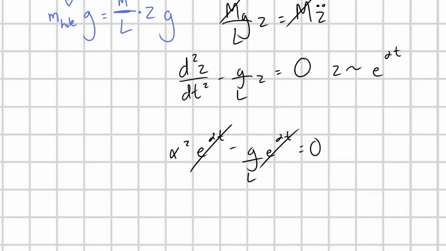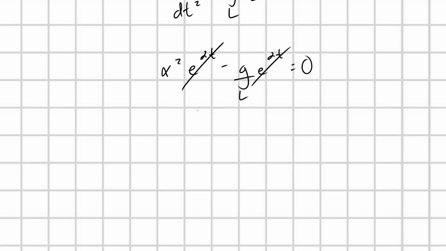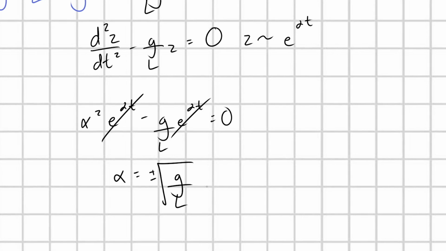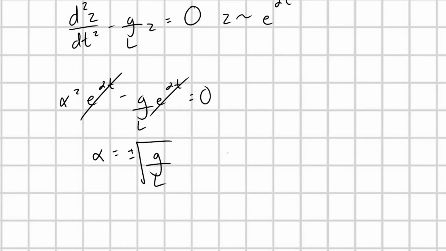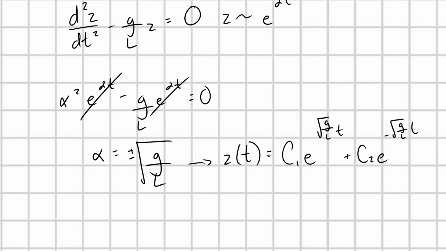These guys cancel. Right, and so we're going to get two solutions for alpha. Alpha is equal to plus or minus root g over L, and these correspond to our two linearly independent solutions of this differential equation. Right, and so let's go ahead and write out the general solution together here. We're going to have z as a function of time is equal to c1 e to the root g over L t plus c2 e to the minus root g over L t. Right, it's a general solution. We have these arbitrary constants c1 and c2.